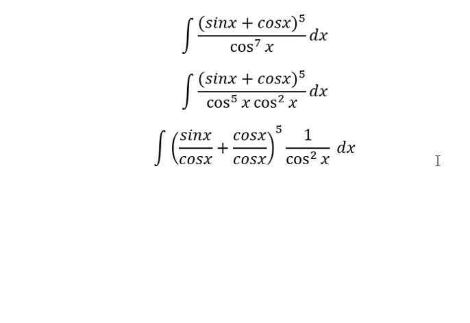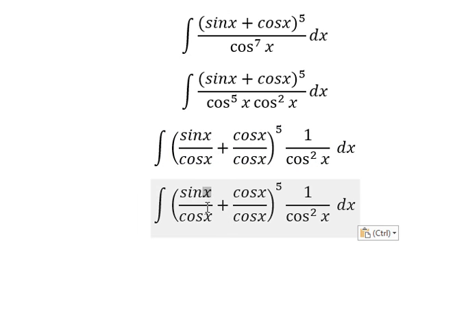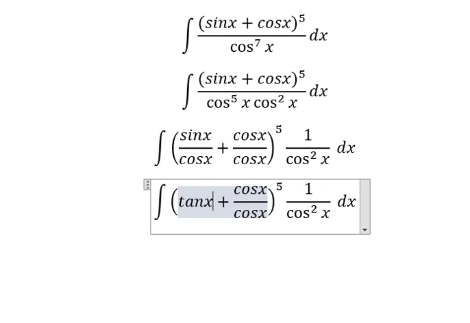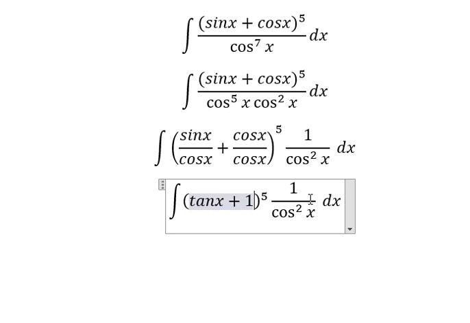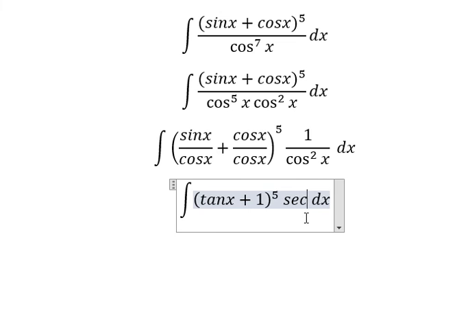So this one that is about tan x. This one we have number 1. This one we can transform secant squared.